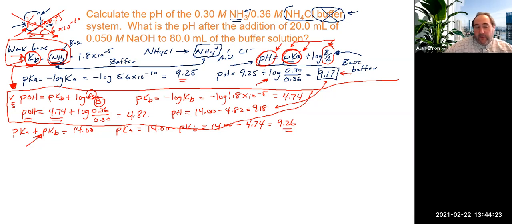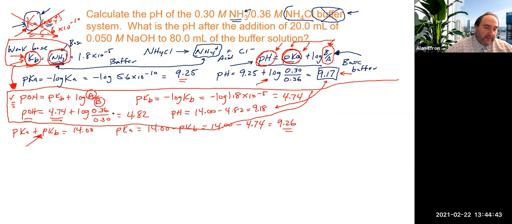And like you said as well, when you calculate the pKa value, you see that it's 9.25. And when you calculate the pH, it's 9.17, which definitely is a basic buffer. Other questions on that? Okay, so that's the first part of the calculation.